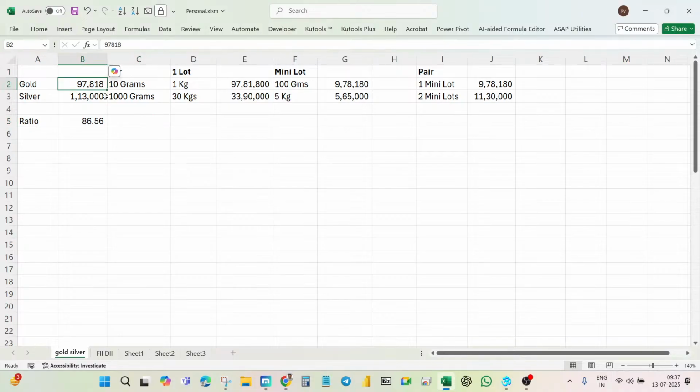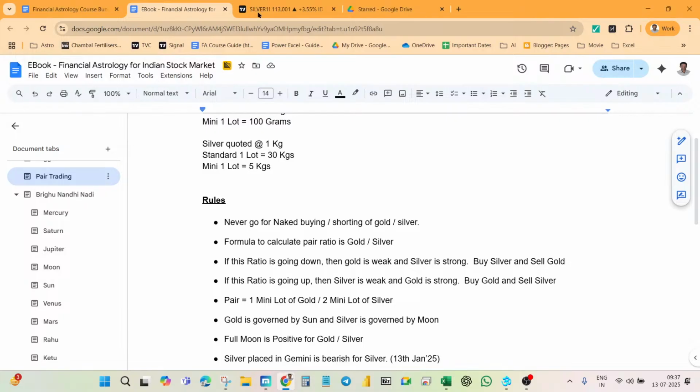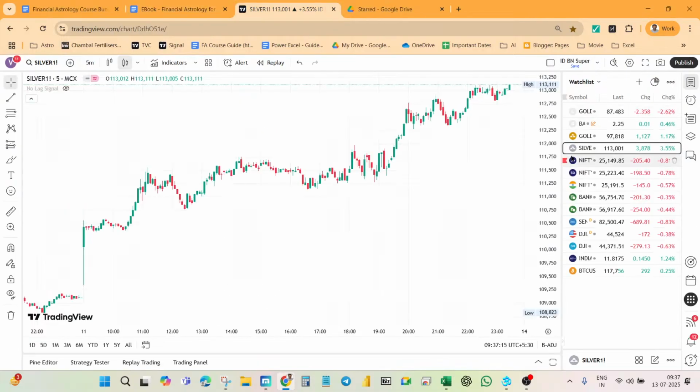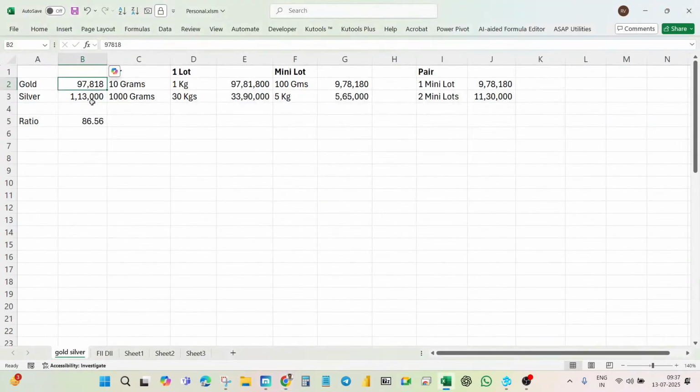I just updated the gold price. Futures 97,818 is the price. You can see the price here: 97,818, and then silver is 1,13,000. So I just put the price. When you divide the gold by the silver rate and multiply by 100, you get 86.56 as the ratio.